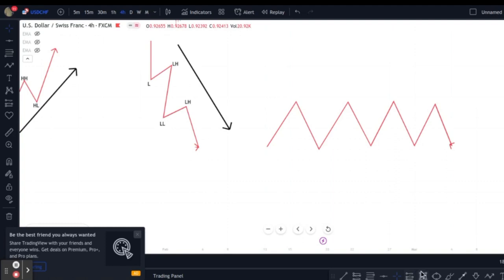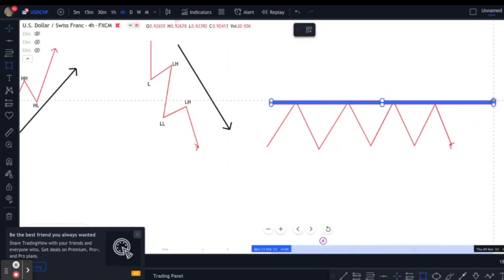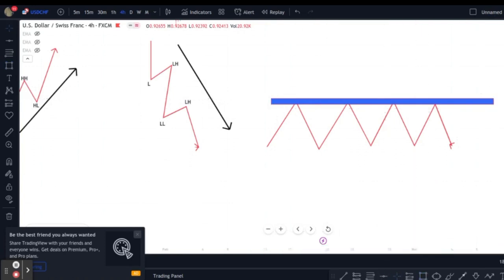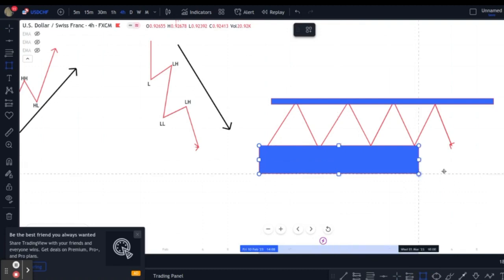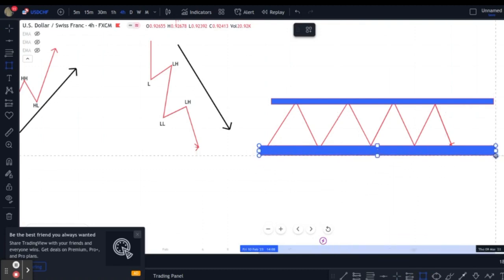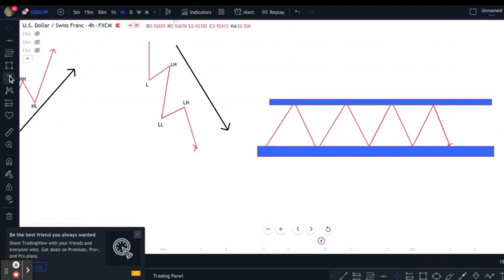The first one is trading the support and resistance level. This is the resistance level. You understand? And this is the support level. You understand? Let me write that out.